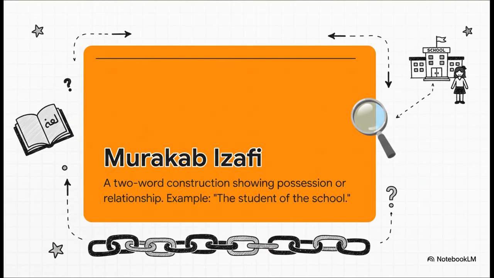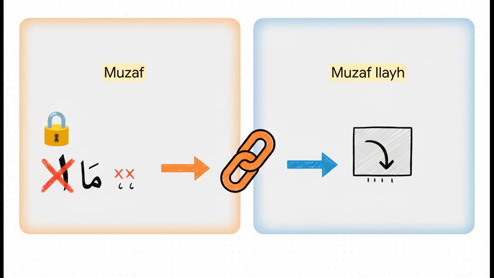At its heart, the Murakkab-e-Izafi is just how Arabic shows that one thing belongs to another. Think about how we use the word "of" in English. You know, the car of the man, or the student of the school. It's that exact same relationship. Simple, right?